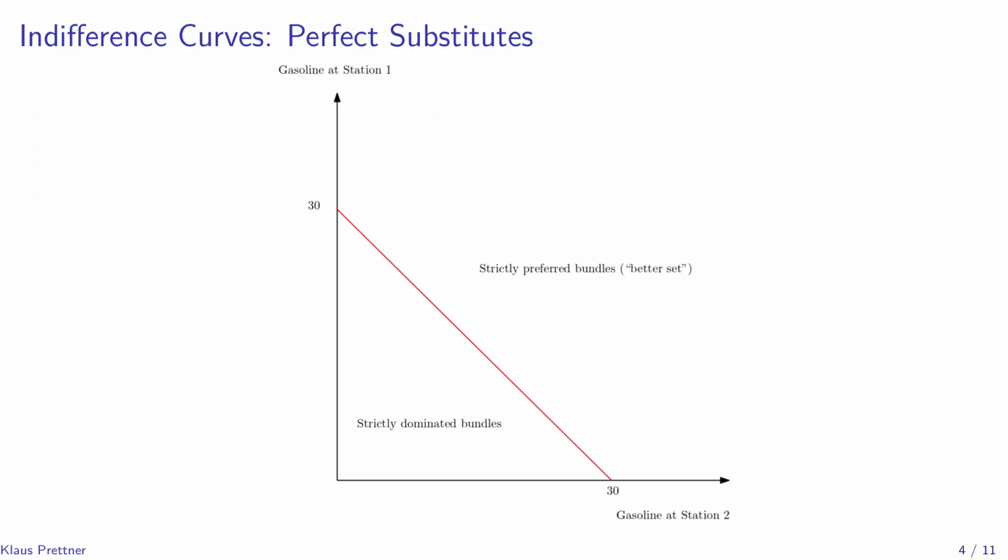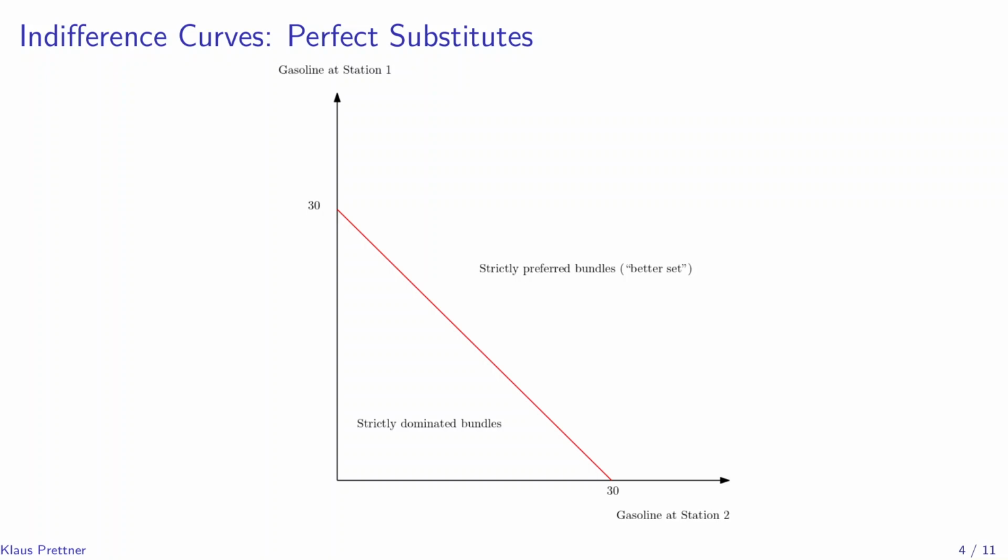Now, consumption bundles that are to the left of this curve, so closer to the origin, mean that you can fill up your tank less than 30 times a year. These are strictly dominated bundles, because you want to fill up your tank 30 times a year. The ones above would be strictly preferred bundles, because that would mean that you can fill up the tank 35 times, say, a year, and that would be strictly preferred because you can fill up your tank more often. And note that here the budget constraint does not play a role yet.